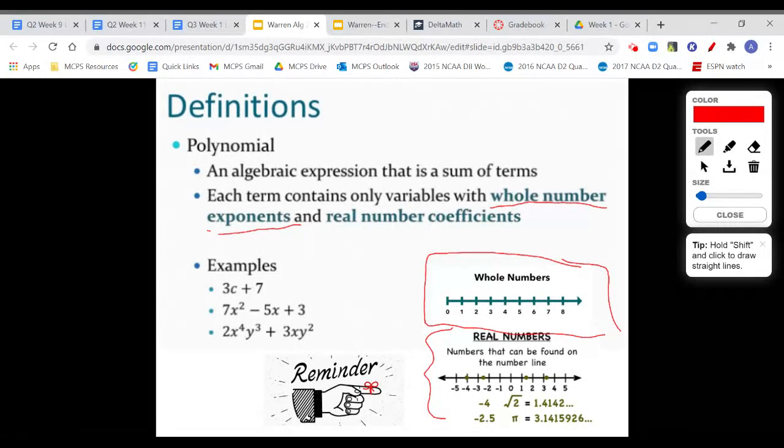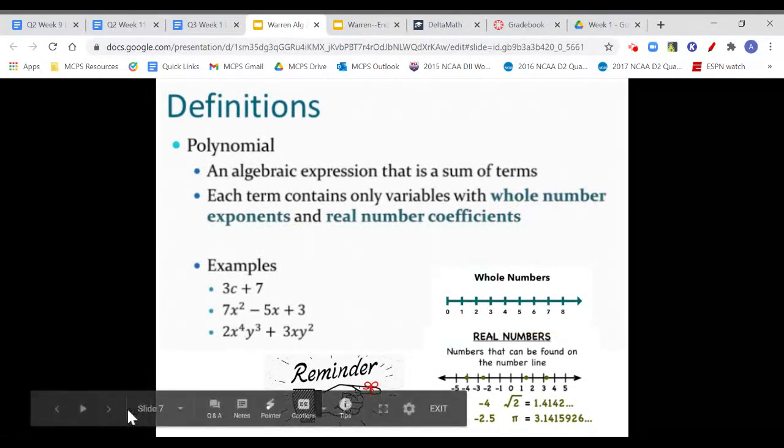So what that means is that if there is a negative exponent, not a polynomial. Fractional exponent, decimal exponent, radical exponent, a variable in the exponent, all of those things would cause this to be not a polynomial. And then you can copy down those examples there. And we will move on.